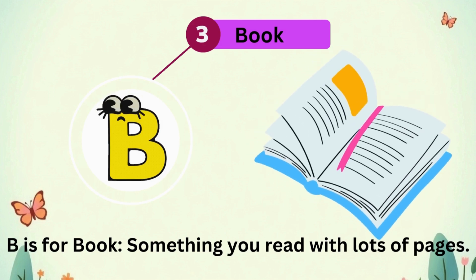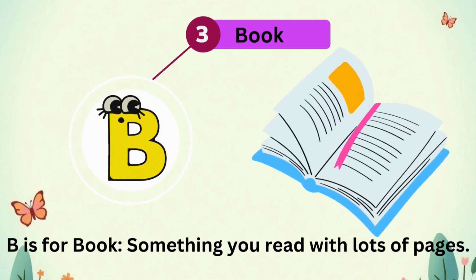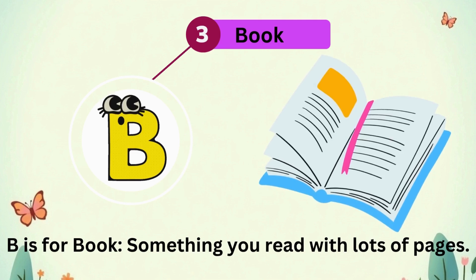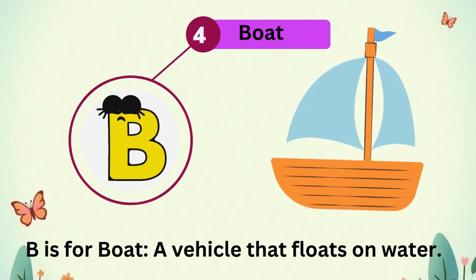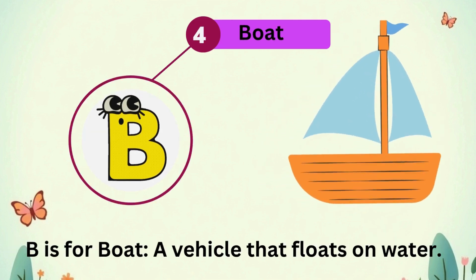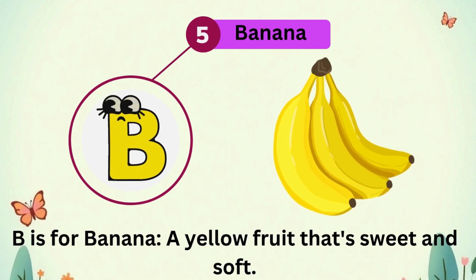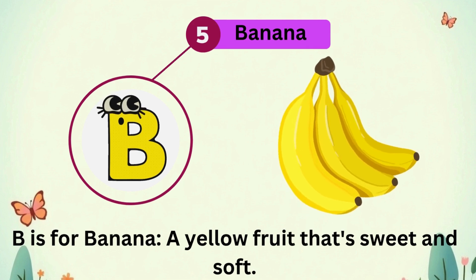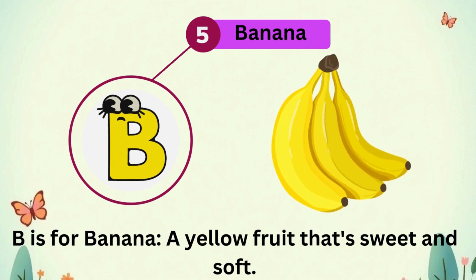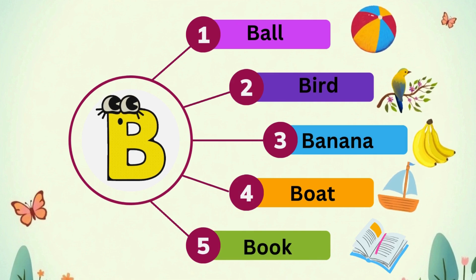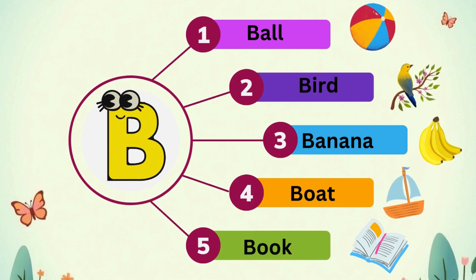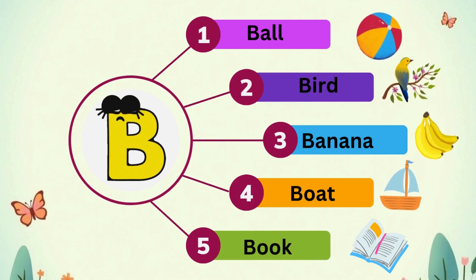B is for book, something you read with lots of pages. B is for boat, a vehicle that floats on water. B is for banana, a yellow fruit that's sweet and soft. B is for ball, bird, banana, boat, and book.